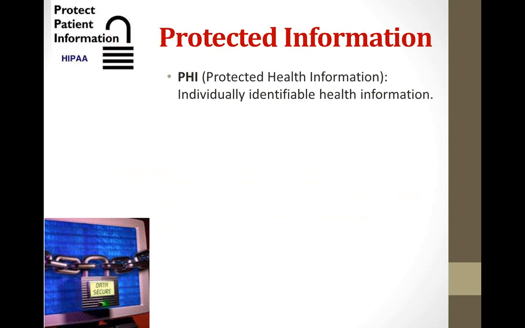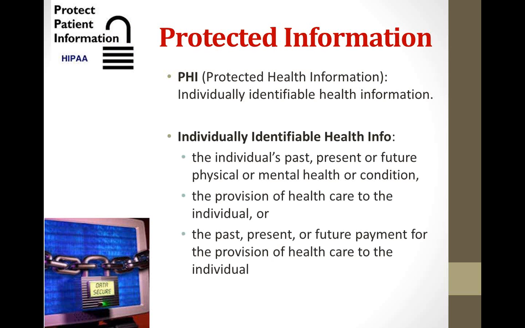Okay, so protected health information. When we talk about PHI, these are individually identifiable health information, things such as an individual's past, present, or future physical or mental health conditions, and past, present, or future payment provisions of health care. So it's not just the actual health need or health issue at hand, but payment provisions and aspects of that are also protected.